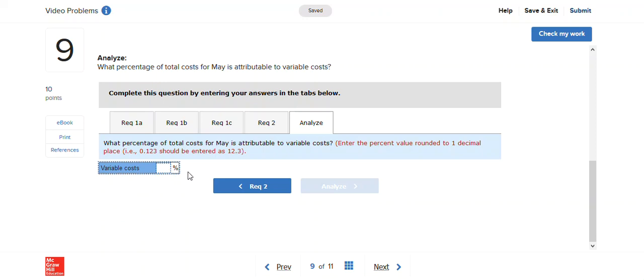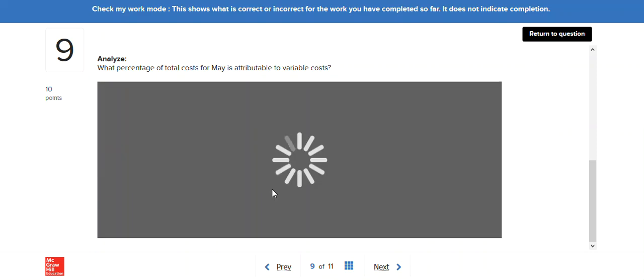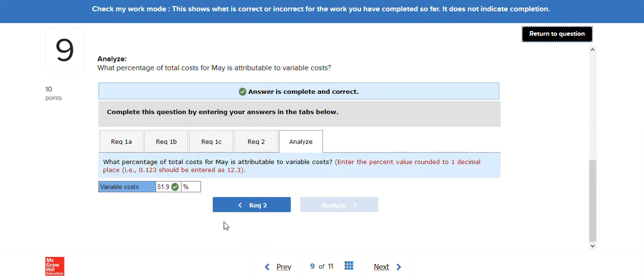So let's see, it says round to 1 decimal place. Make sure that took it like that. Yeah. So that's how you're going to do that one.